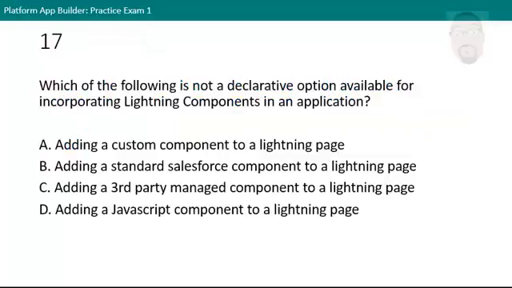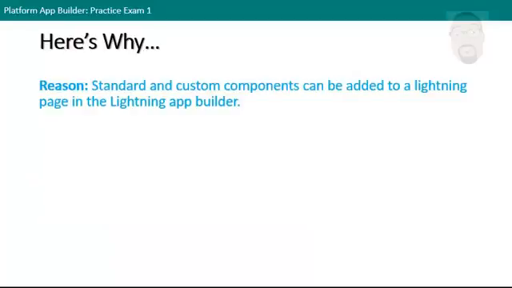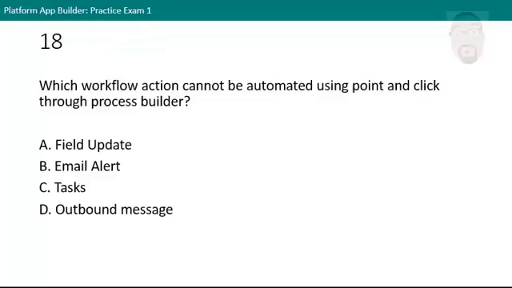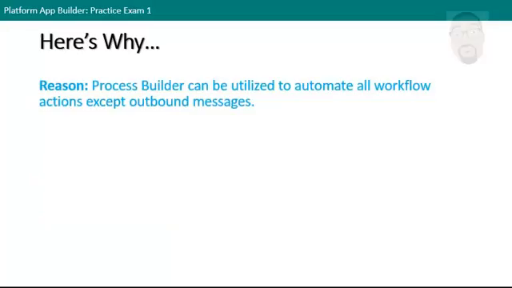Which of the following is not a declarative option available for incorporating Lightning components in an application? Adding a JavaScript component to a Lightning page. Standard and custom components can be added to a Lightning page in the Lightning App Builder. Which workflow action cannot be automated using point-and-click through Process Builder? Outbound message. Process Builder can be utilized to automate all workflow actions except outbound messages.